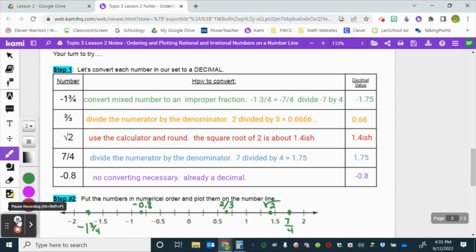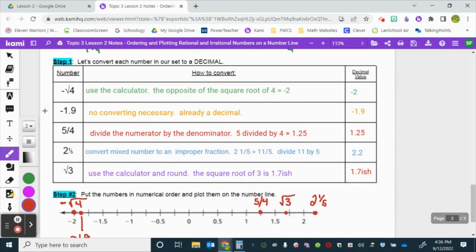All right, here's a look for the first example. Again, make sure you are understanding how we convert each number into its decimal form and then placing them onto the number line below. If you have any questions, please make sure you're asking.